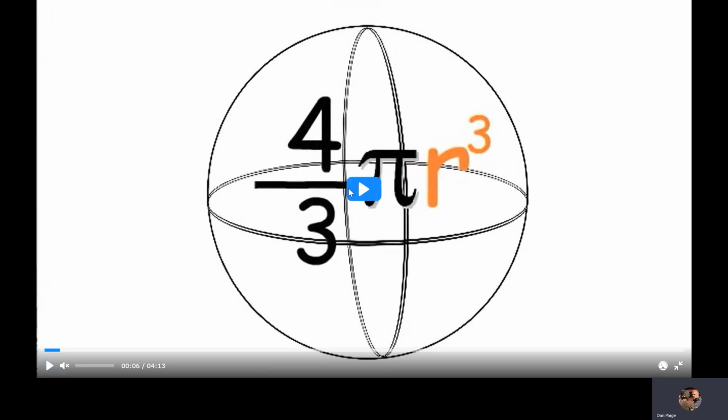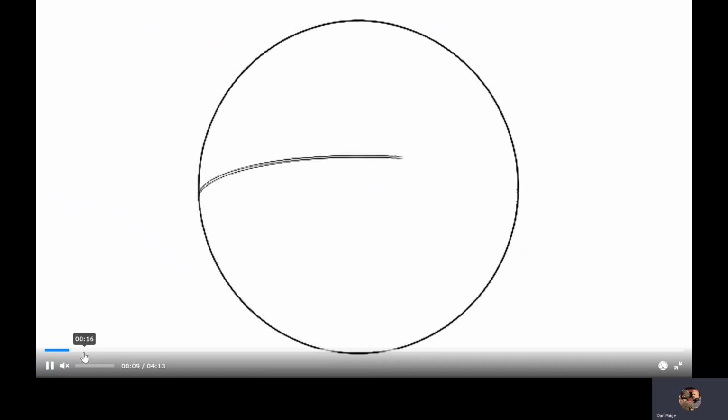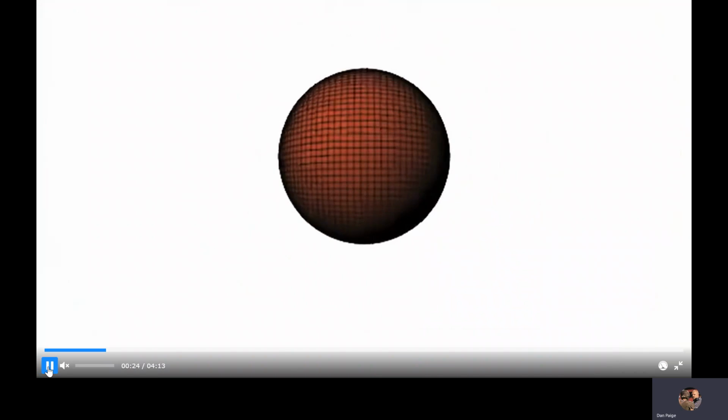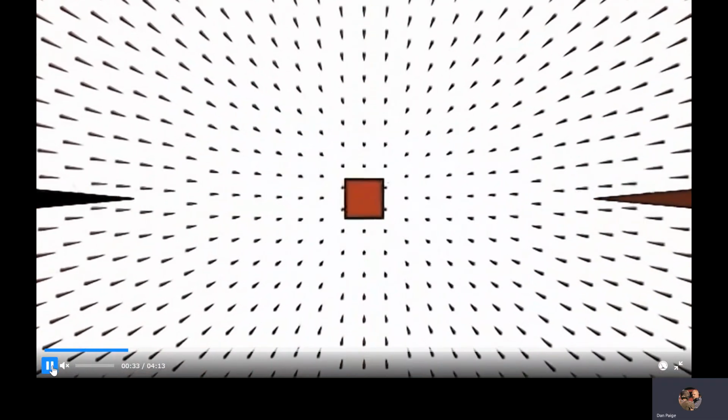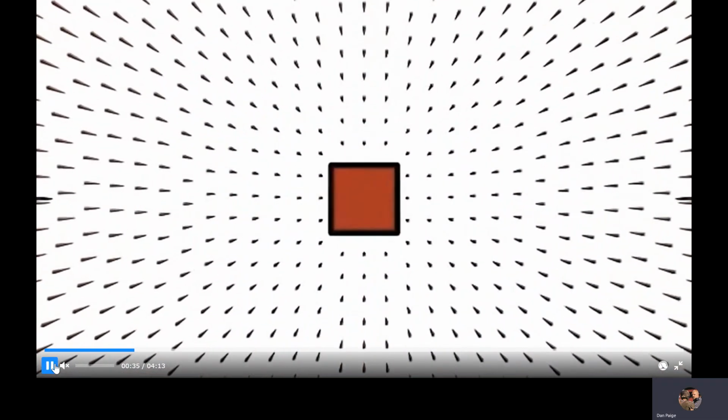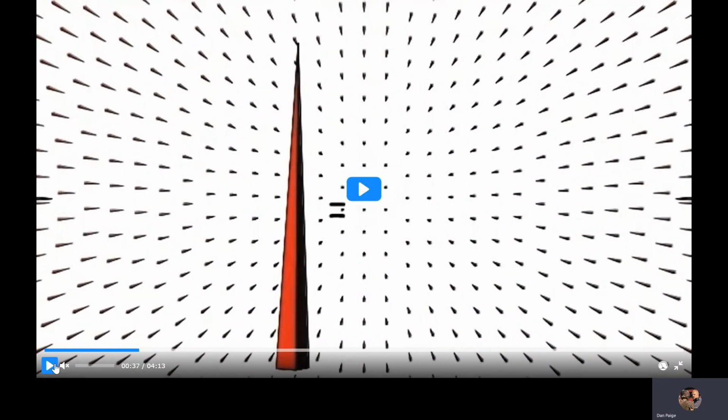So what we have here is the sphere. And what we're going to imagine with this sphere is that we're going to take it and cut it up into a bunch of pieces. See how they're cutting up the sphere? They're going to cut it into a bunch of little pyramids. You guys see all the little pyramids that they cut it up into? Right, so there's like an infinite amount of these little pyramids.